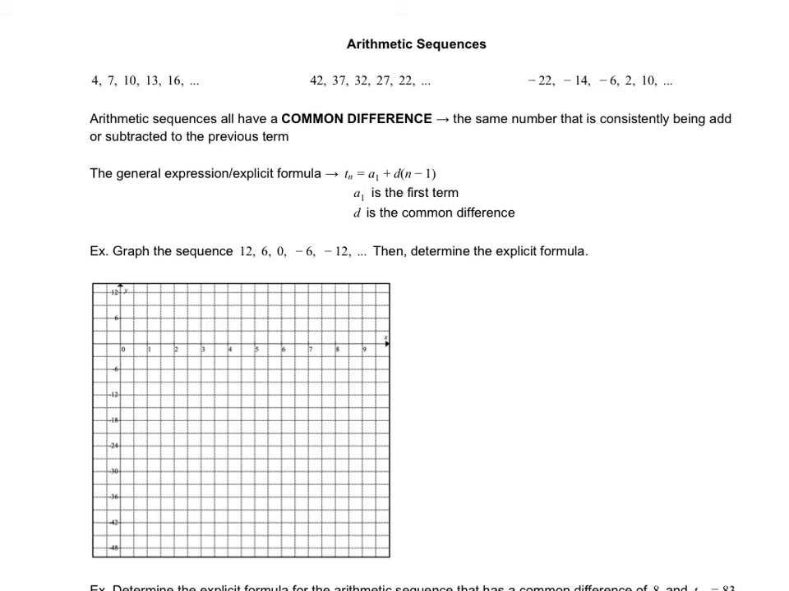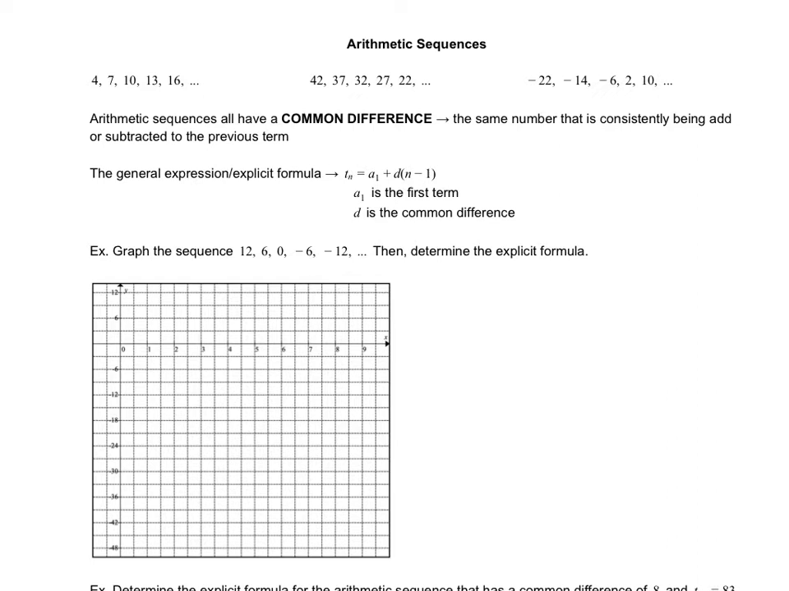Arithmetic sequences are a type of sequence that have a common difference. And like the name says, a common difference is a common or consistent number that is being added or subtracted to the previous term. So if you look at the top three sequences, we can find the common difference.